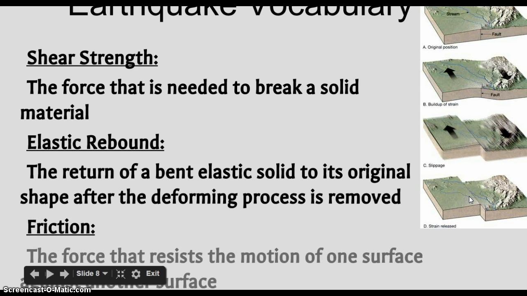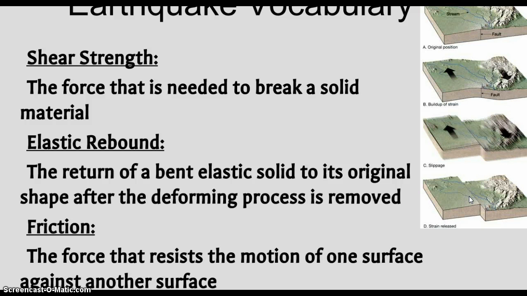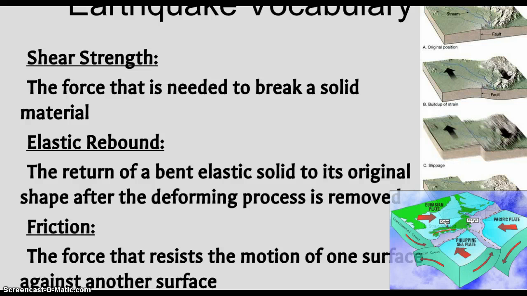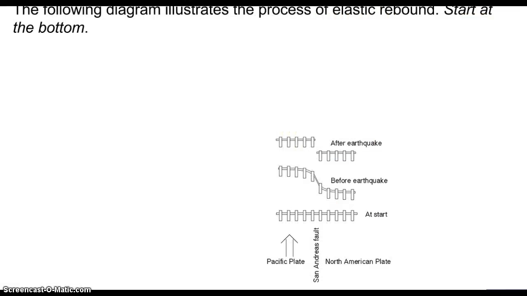And finally, friction is that force that resists the motion of one surface against another. So as those plates on either side of the fault are rubbing against each other, friction is created, and that is what forms the tension that needs to get relieved by an earthquake. And that's just showing that there and the different plate boundaries.